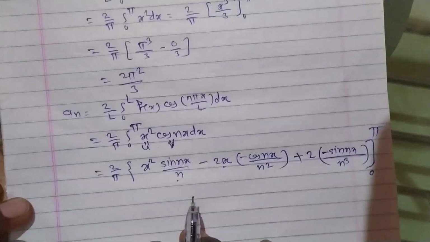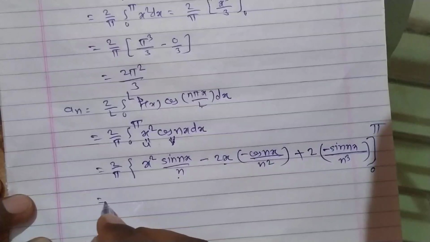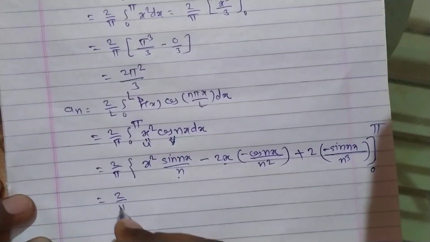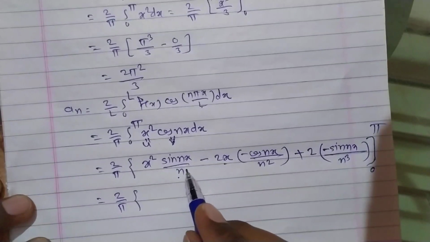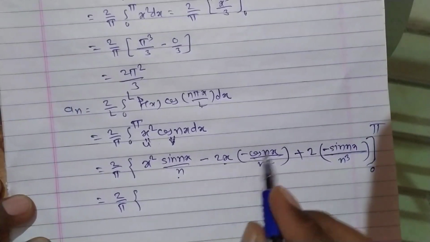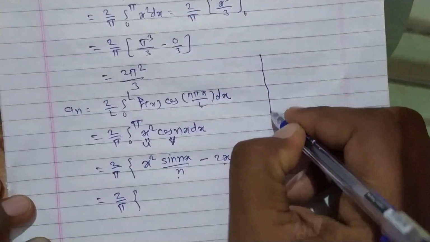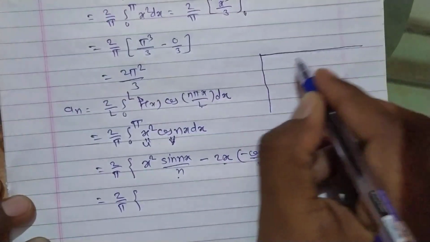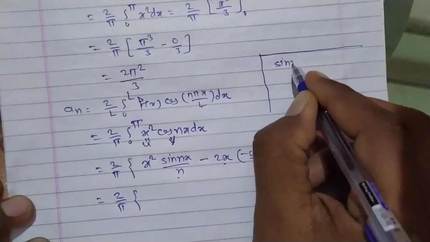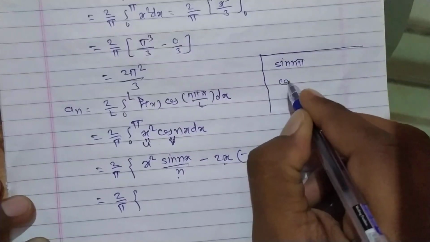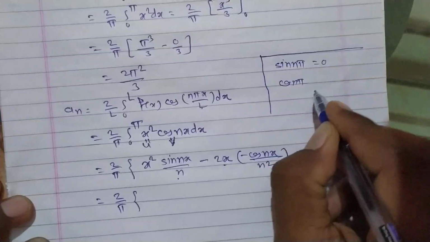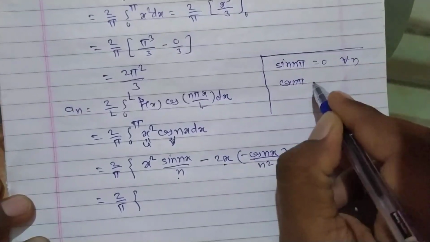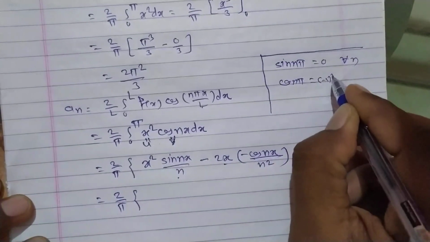Now put the upper and lower limits. 2 upon pi into, if we put here upper limit x is equal to pi and lower limit x is equal to 0, then in Fourier series in most problems we get terms sin n pi and cos n pi. So what is the value of sin n pi? Sin n pi is always 0 for all values of n.